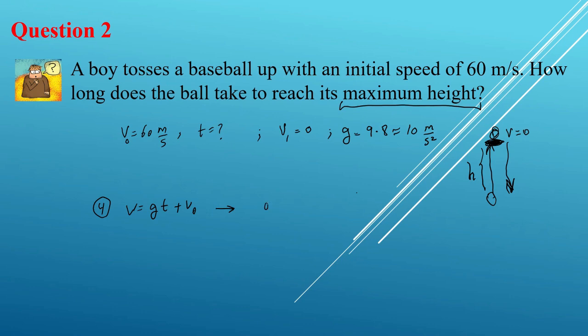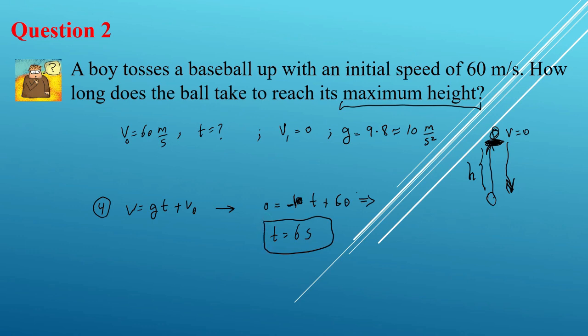So now let's substitute the parameters. My v is equal to 0, g is 9.8. Since the direction is downward, it's always minus 9.8. I'm going to consider it as 10 approximately, okay? And then t, and then my v0 is going to be 60, right? So t is equal to 6 seconds, right?